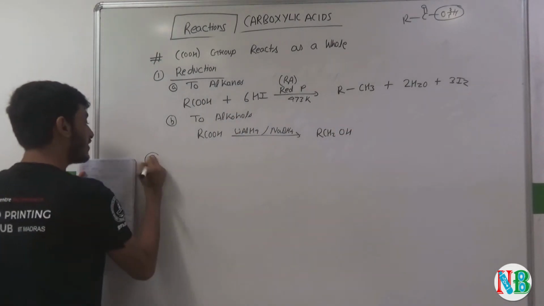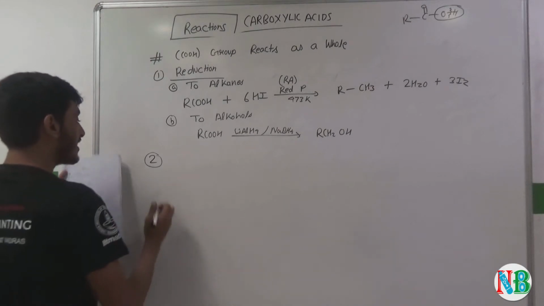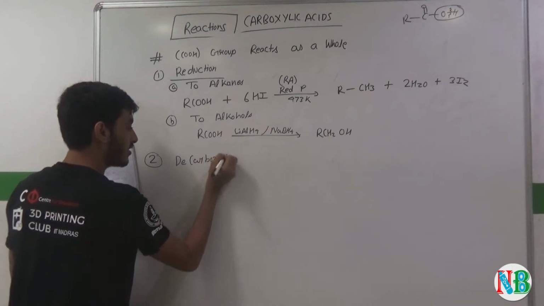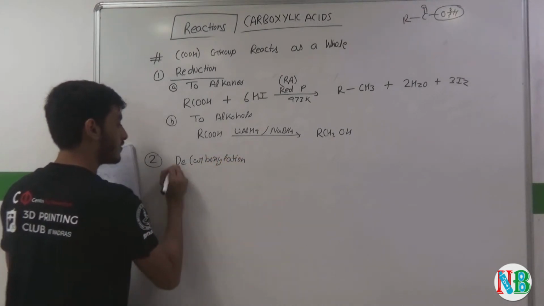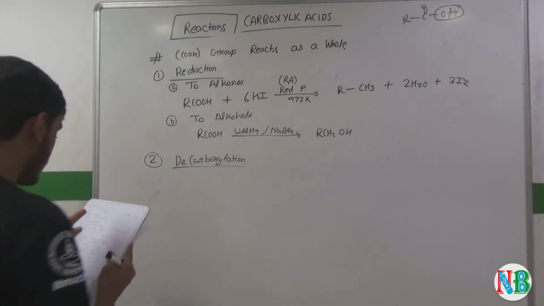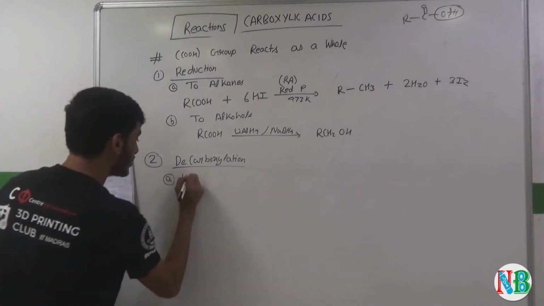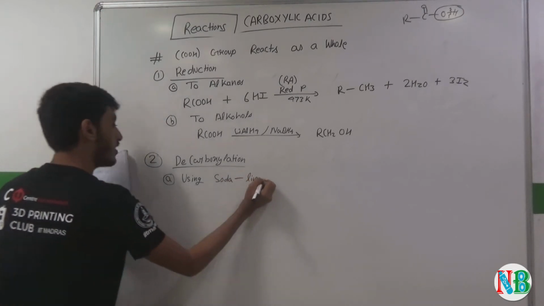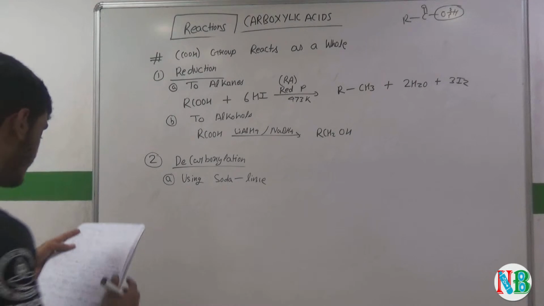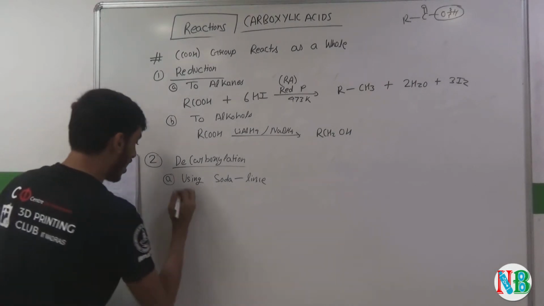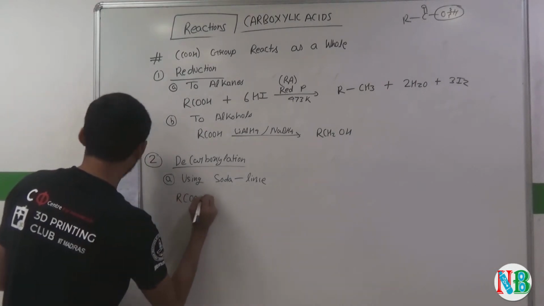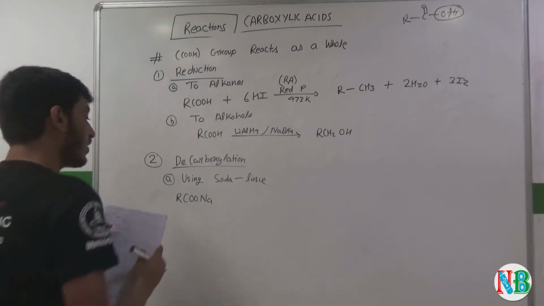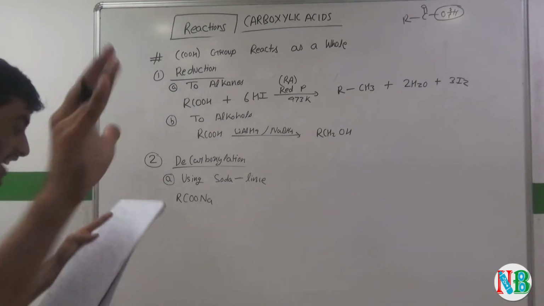The second kind of reaction is also a bit important. It is known as the decarboxylation reaction. So this is using soda lime, which is CaO. How is this happening? Suppose you have RCOOH. In this you have to just remove the COO out of the reaction.